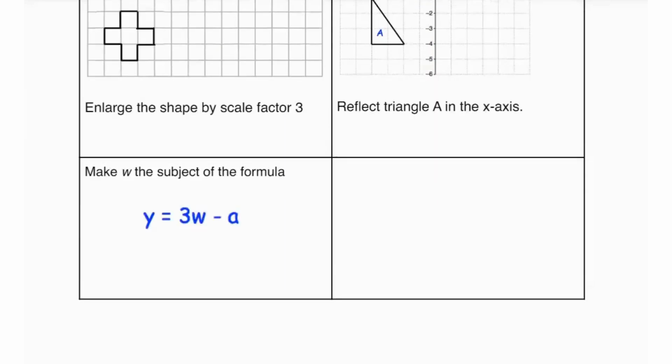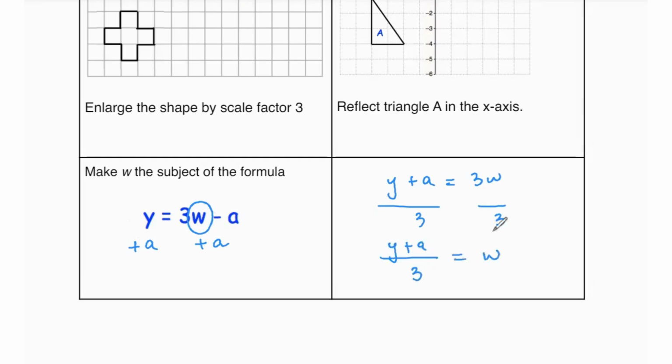Next question says make W the subject of the formula. So right now, Y is the subject of the formula, and we have to make W the subject. So we move each of the terms on the right-hand side to the left-hand side. First, I'm going to add A to both sides. So that's going to give us Y plus A equals 3W. Now I'm going to divide both sides by 3. So it's going to be (Y plus A) over 3 equals W.